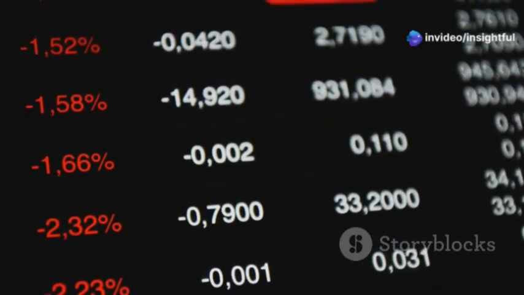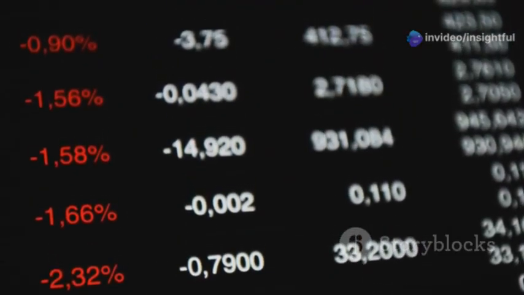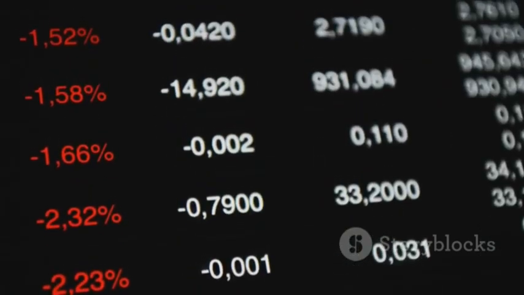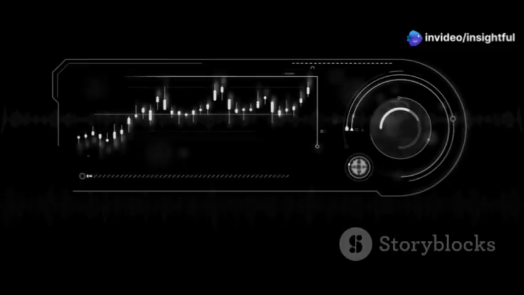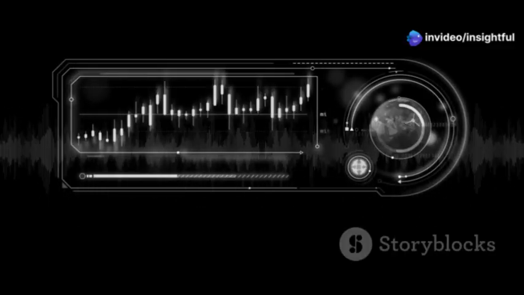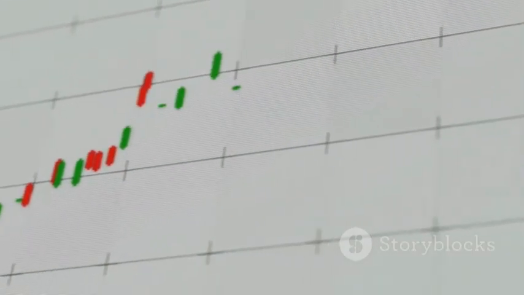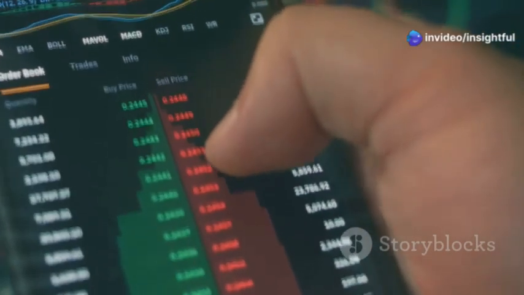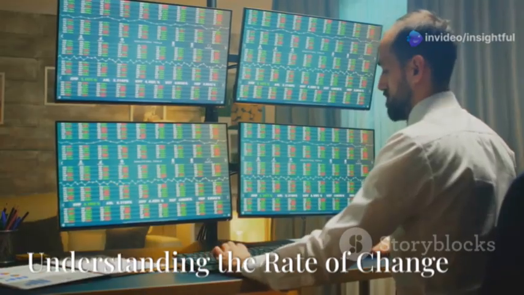Conversely, a delta of minus 0.5 indicates that for every 1 rupee decrease in the underlying asset's price, the option's price is expected to decrease by 50 paise. Delta values range from -1 to 1 for options. Call options have positive delta values, while put options have negative delta values. The closer an option is to being in the money, the closer its delta will be to 1 or -1, depending on whether it's a call or put option. Conversely, the further out of the money an option is, the closer its delta will be to 0.